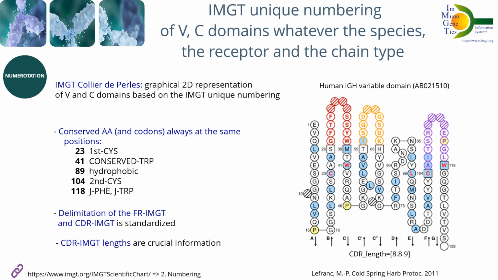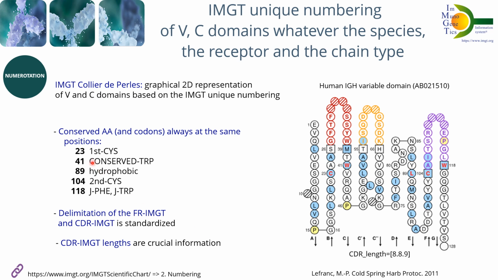The concept of numerotation provides the rules for the IMGT unique numbering of variable and constant domains of immunoglobulins and T-cell receptors, whatever the species, the receptor type, or the chain type. Let us take the example of a variable domain. Here is shown in this slide a 2D graphical representation of a variable domain of an immunoglobulin heavy chain. This graphical representation is known as IMGT Collier de Perles.